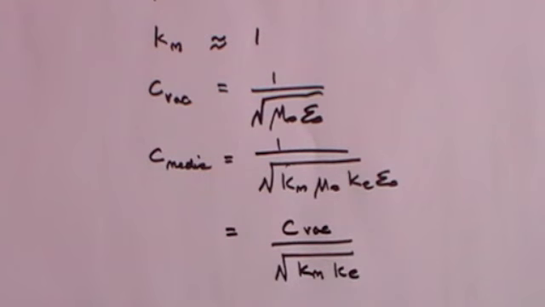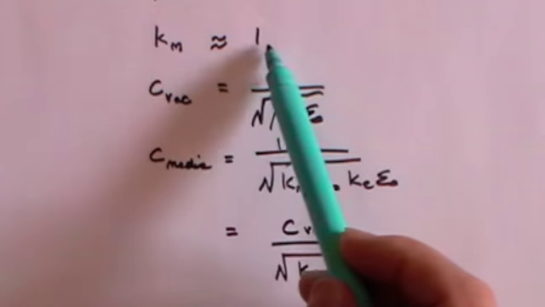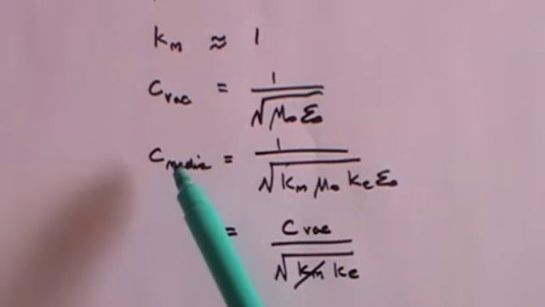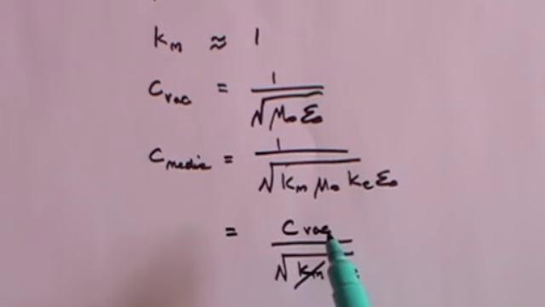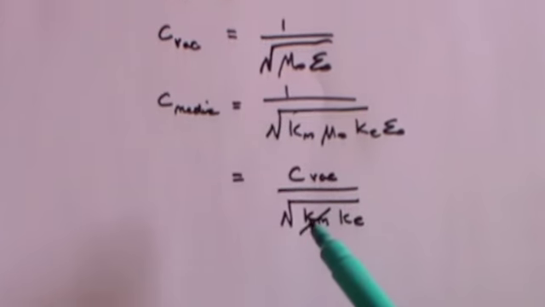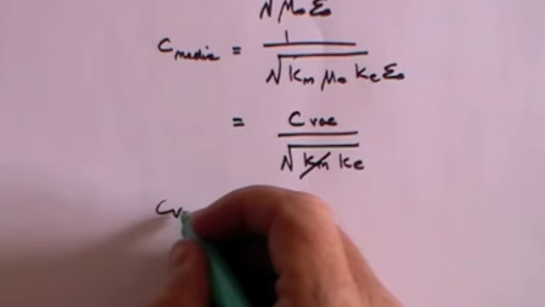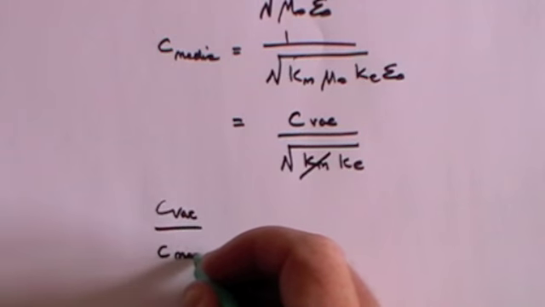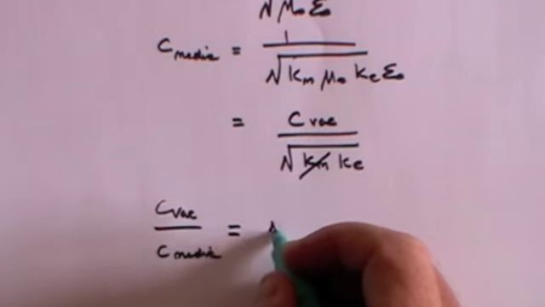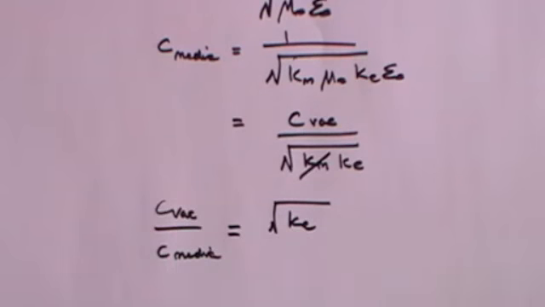But I've also told you that for purposes of today, Km is going to be 1. So that also goes, and we've now got that the speed of light in a dielectric media, like air, glass, water, is going to be the speed of light in vacuum divided by the square root of Ke. And if we just rearrange this equation here, we can see that the speed of light in a vacuum divided by the speed of light in a dielectric media is equal to the square root of Ke. And that we call the refractive index N.